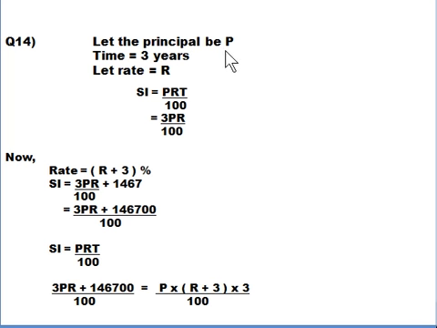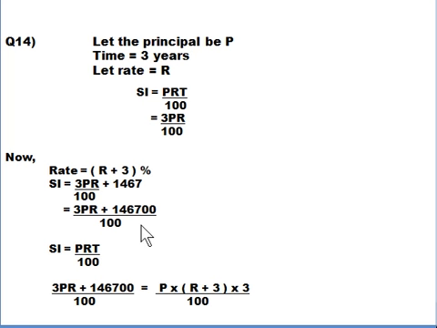I have assumed the principal to be P. The time in the first case is given as 3 years. Rate is not given, so I have assumed the rate to be R. Applying the formula of simple interest, the simple interest value comes equal to 3 into P into R upon 100, because P and R both are not given in the first case. Now the rate becomes 3% more, so the rate will be equal to R plus 3% in the second case. Simple interest is 1467 more than the previous simple interest. The previous simple interest was 3PR upon 100. So the new simple interest will be 3PR upon 100 plus 1467.